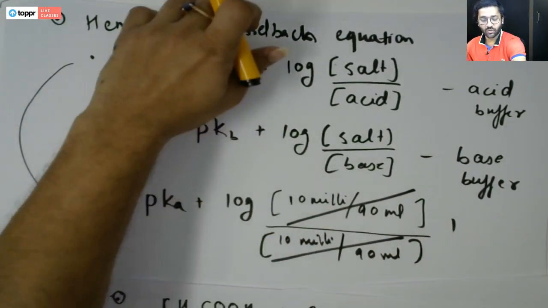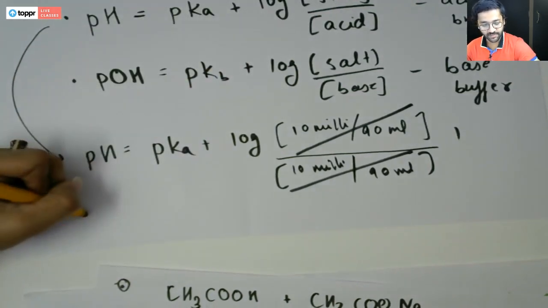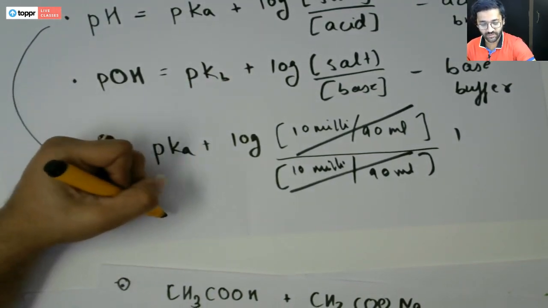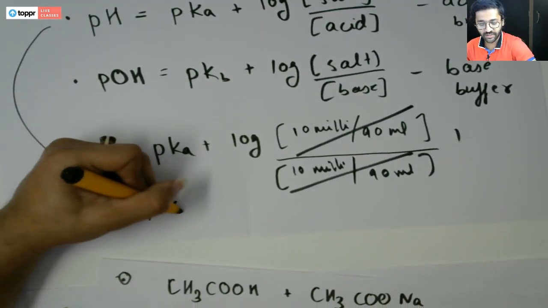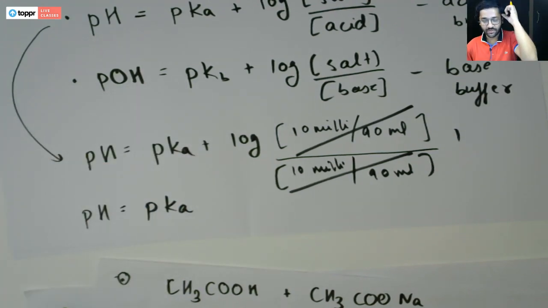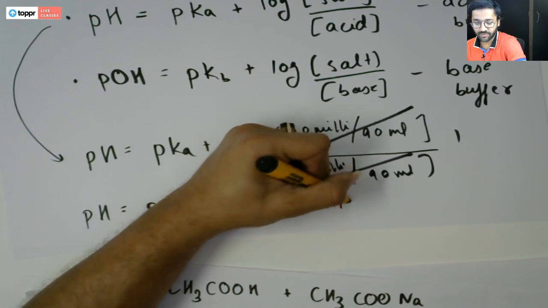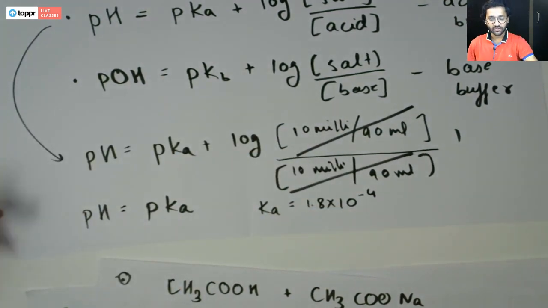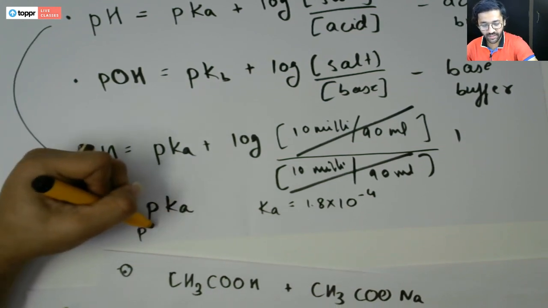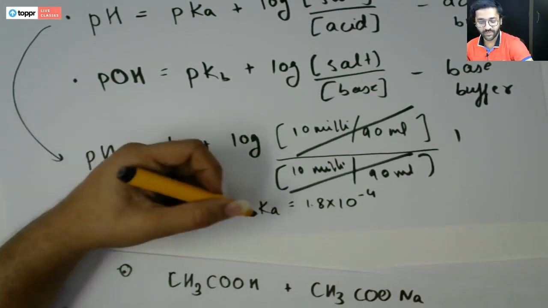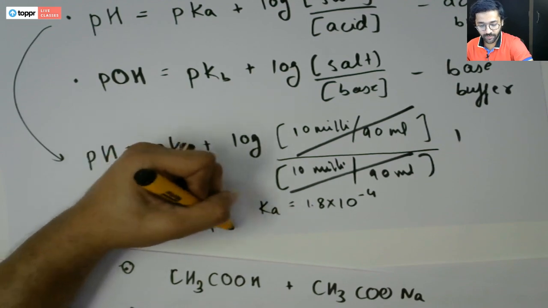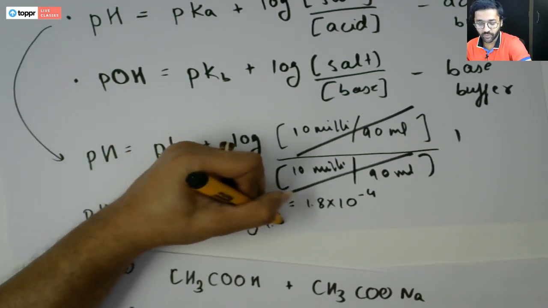Now, log of 1 is 0, hence pH for this equation will be equal to pKa. What we know is K is 1.8 into 10 to the power minus 4. So we can easily find out pKa from here. So pKa will come out to be 4 minus log of 1.8.